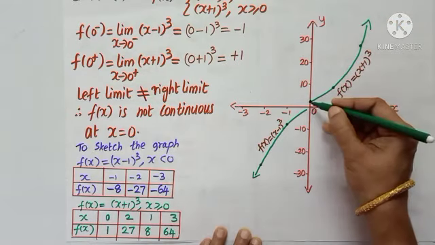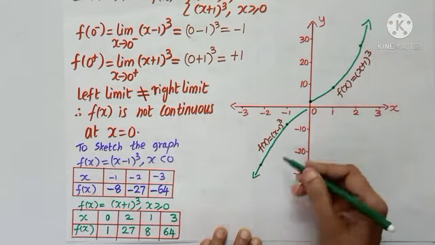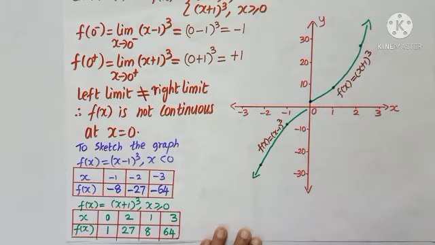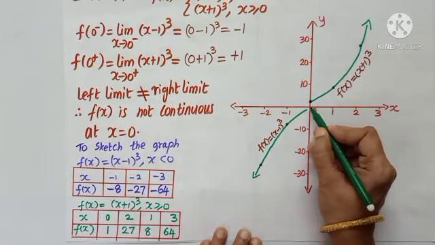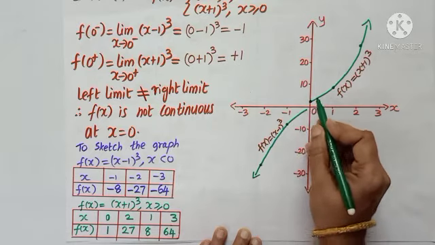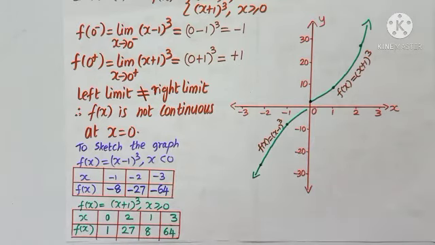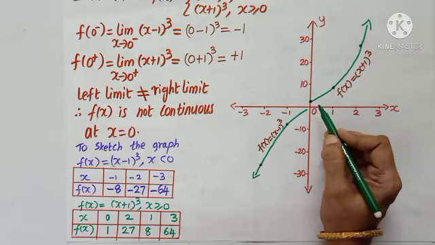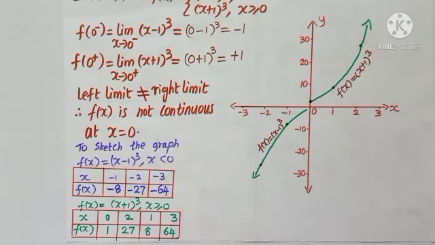So it is continuous up to this point, but at 0, the left limit and right limit are different. So I will say they are not equal, and so we can declare f of x is not continuous.